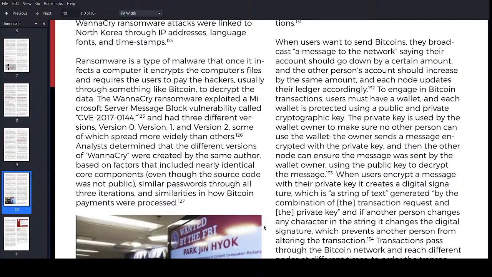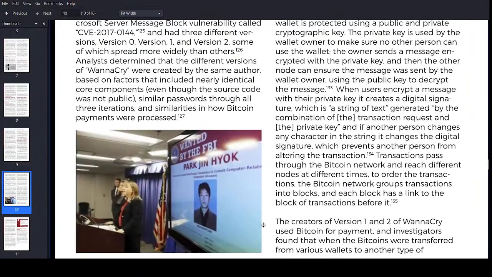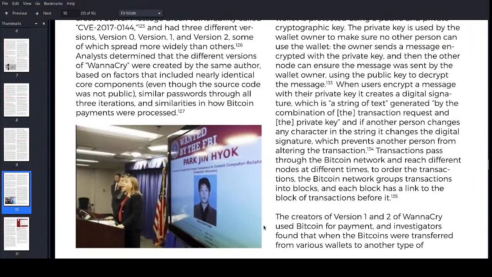When users want to send Bitcoin, they broadcast a message to the network saying their account should go down by a certain amount, and the other person's account should increase by the same amount, and each node updates their ledger accordingly. To engage in Bitcoin transactions, users must have a wallet, and each wallet is protected using a public and private cryptographic key. The private key is used by the wallet owner to make sure no other person can use the wallet.